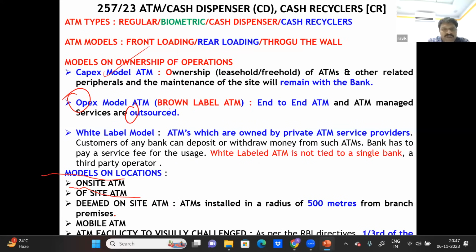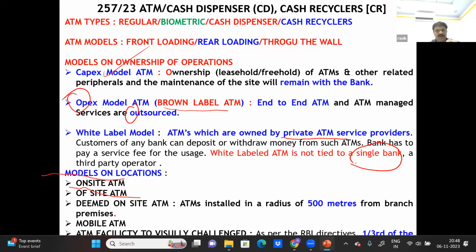OPEX model also has brown label ATM. Brown label ATM is an end-to-end ATM managed service by outsourcing. White label ATM means private people will run the ATMs. These are ATMs owned by private ATM service providers. Customers can deposit and withdraw money from those ATMs. The bank has to pay a service fee for usage. For example, Reliance has a white label ATM, a Canara Bank customer went there. Now your bank has to pay commission to Reliance. White label ATM is not tied to a single bank. They will accept all bank cards.